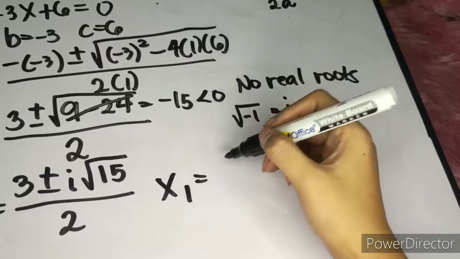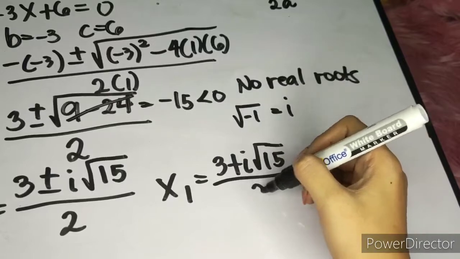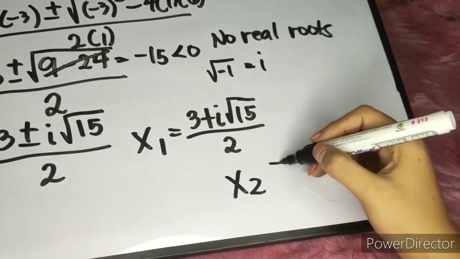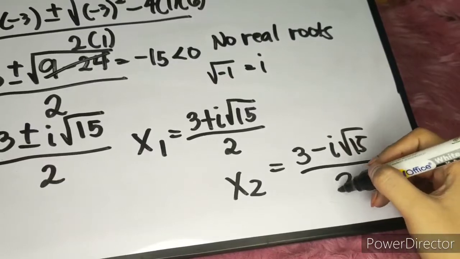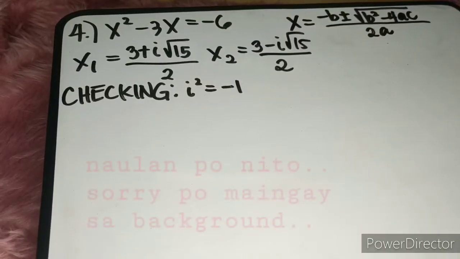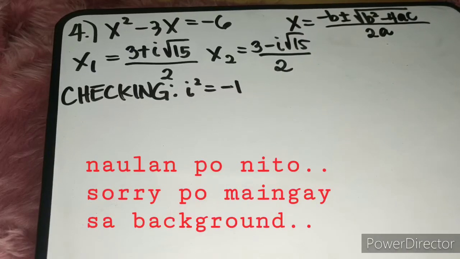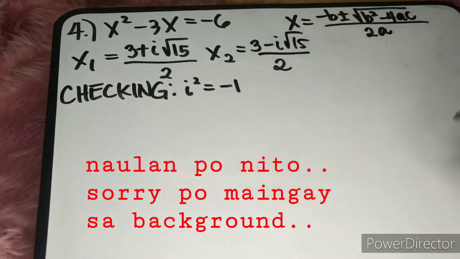So sulat lang natin, x sub 1 is 3 plus i square root of 15 over 2, while the x sub 2 is equal to 3 minus i square root of 15 over 2. Okay, so I will be speaking on this checking because as you can see, binomial yung numerator sa ating roots. So if you will encounter this kind of roots and you need to check, this will be your guide para malaman nyo kung paano nyo ipapakita yung solution nyo sa checking.